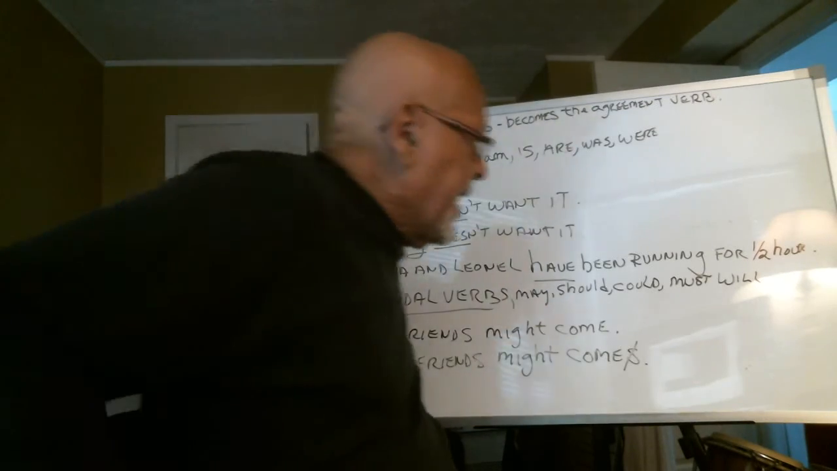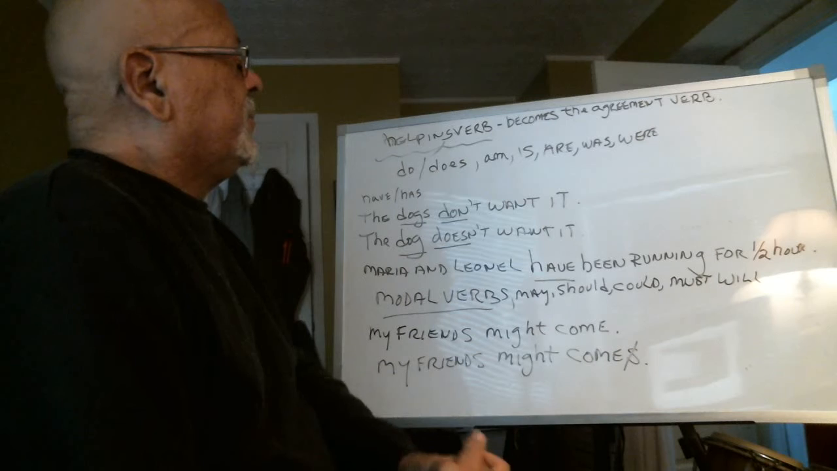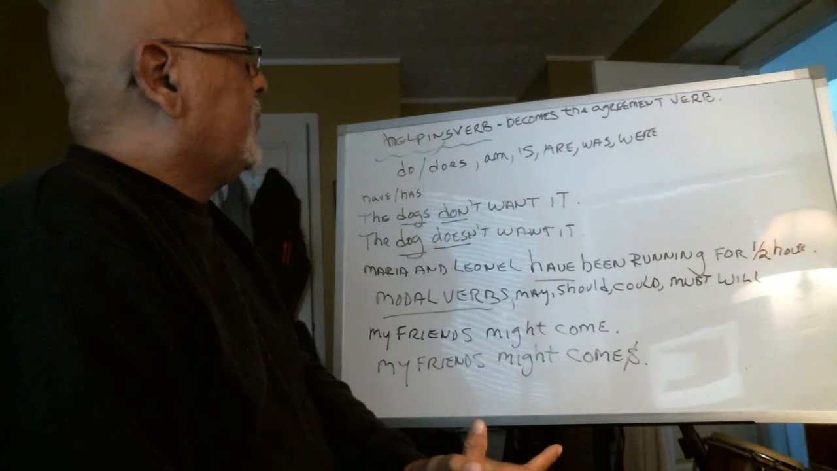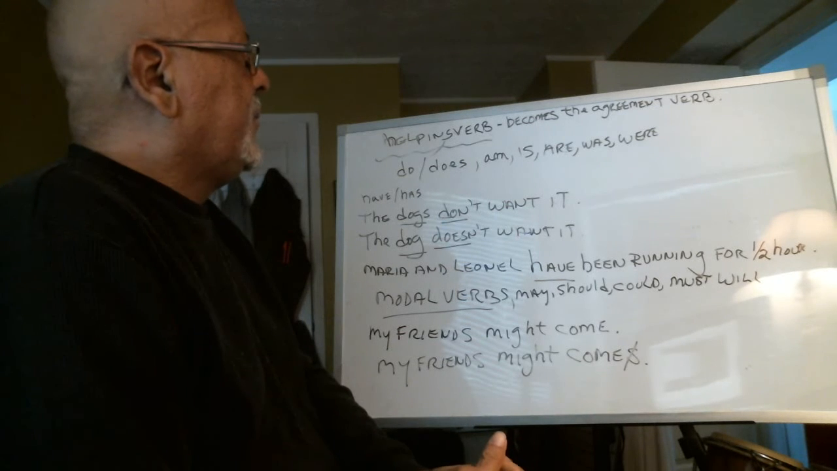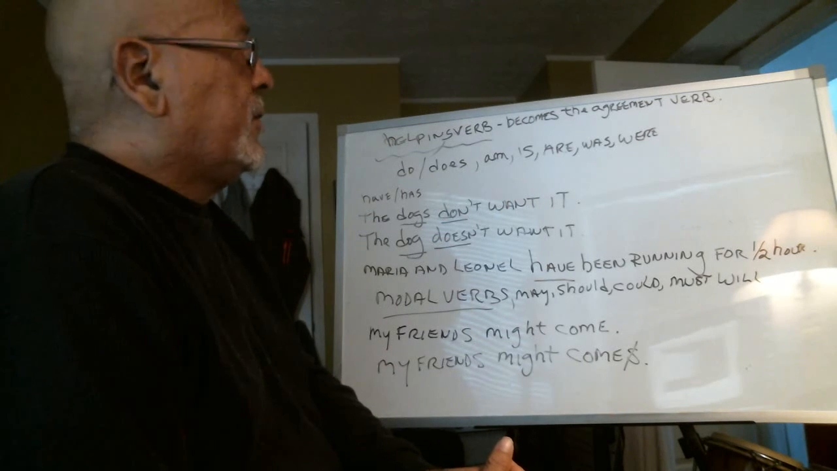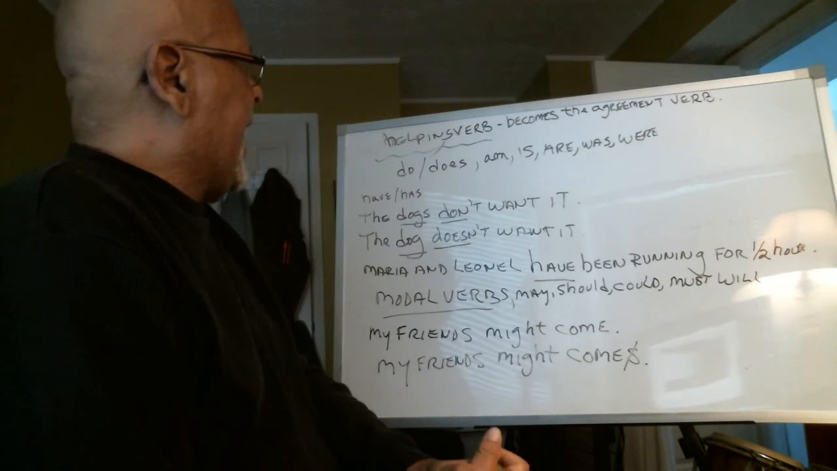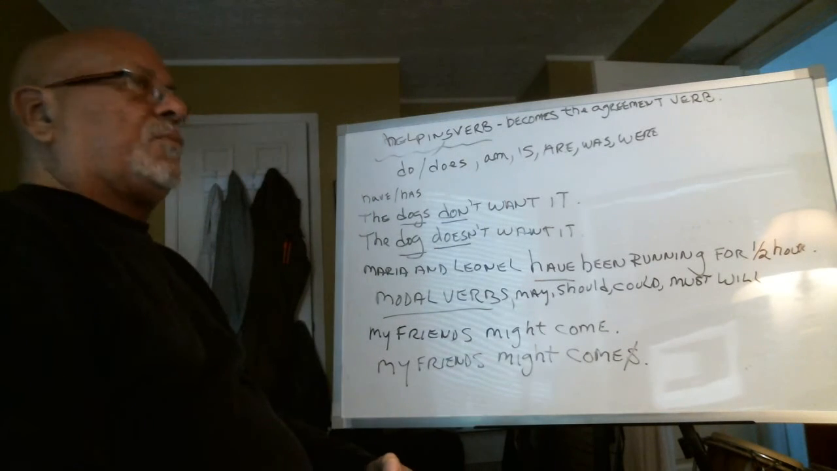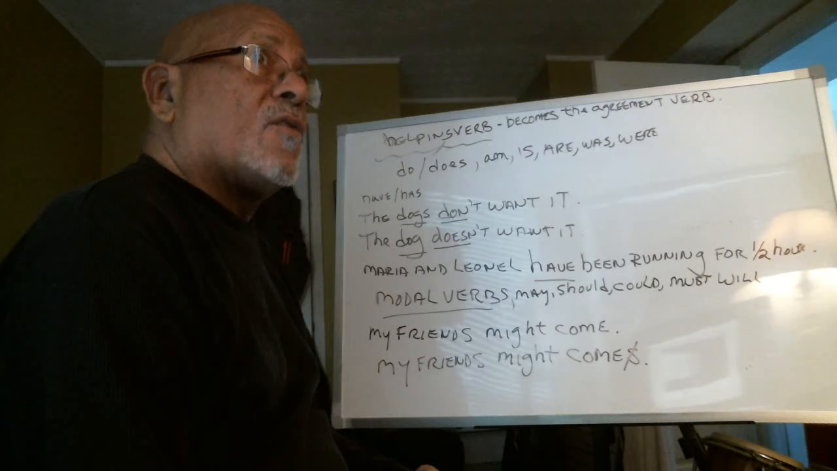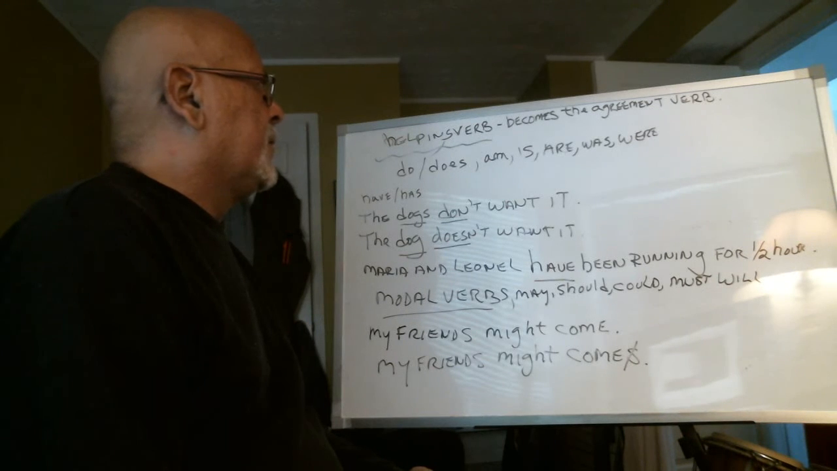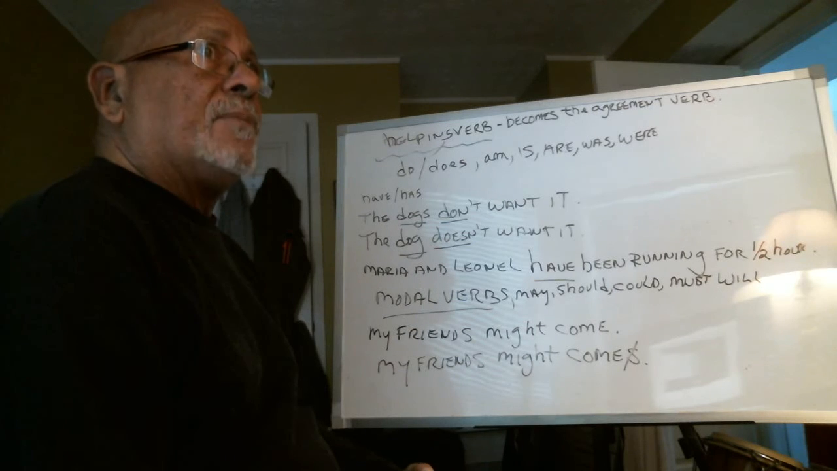Okay? Again, let's go over it. Helping verbs become the agreement verb. Verbs like do and does, am, is, are, was, were, have, and has. So the first sentence, the dogs, plural form, more than one dog, you would say the dogs don't want it. Okay? Takes the plural form, don't.